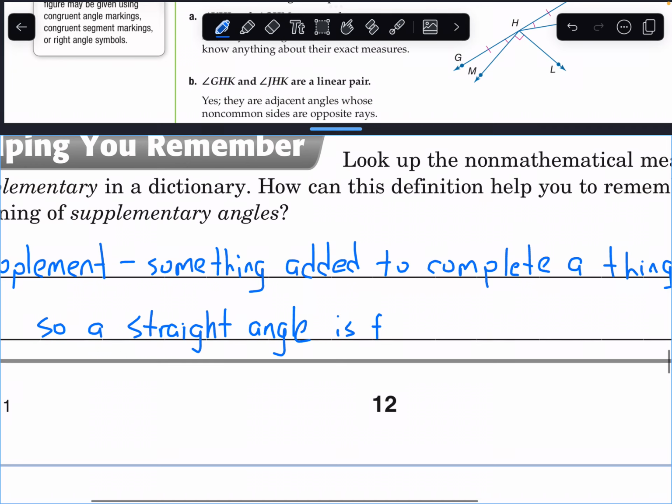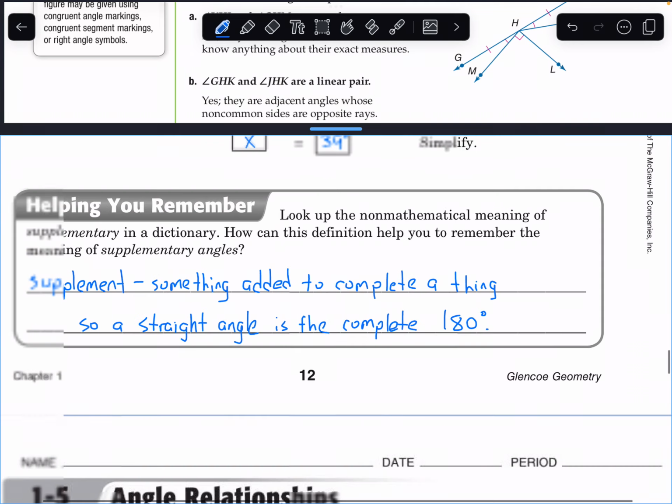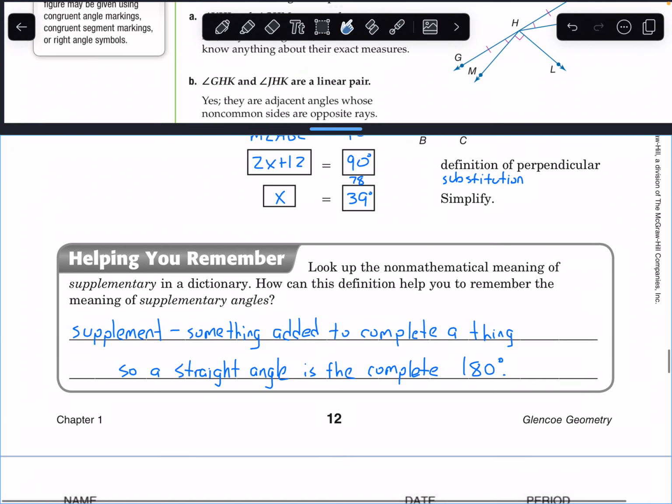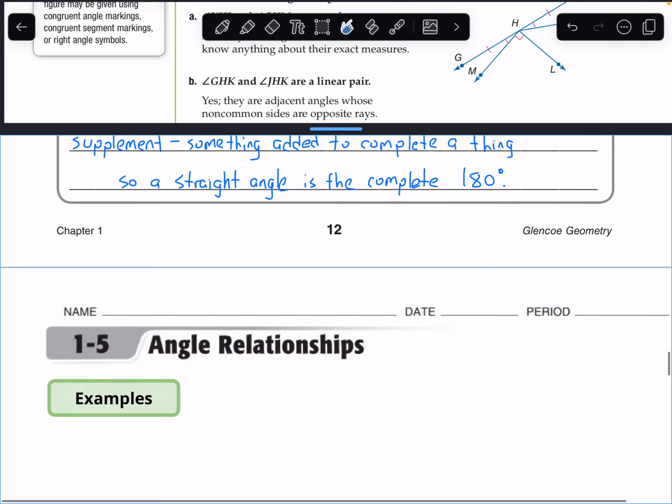Is the complete 180 degrees. So we just need to remember that 180 is the complete portion that we're trying to create. So supplements will form that. Okay. And I think that'll do.